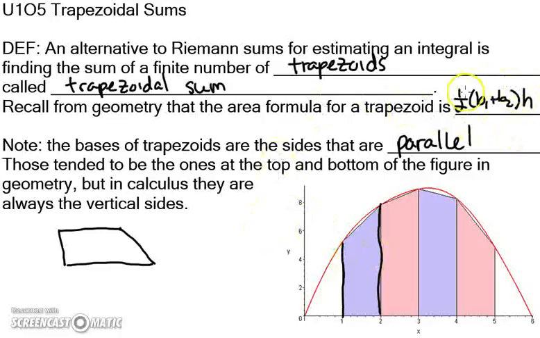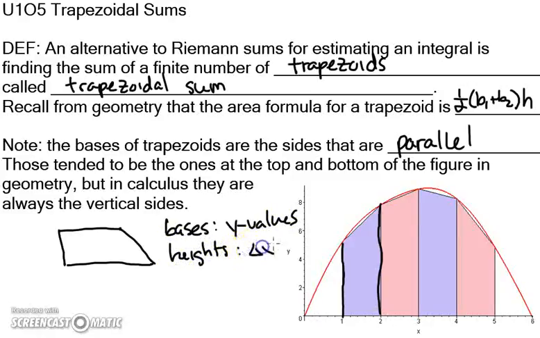So when we're thinking about base 1 and base 2 and the height, the bases are actually going to be y values. And the heights are actually going to be the change in the x values. So unlike the Riemann sums where the base of the rectangle was the change in x and the height was the y value, the bases for the trapezoidal rule are actually going to be our y values.